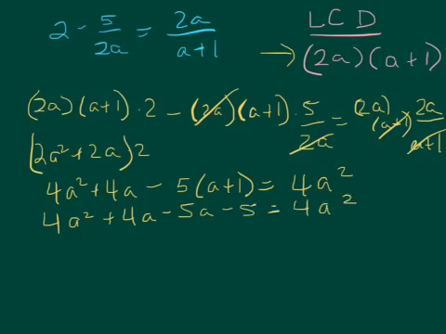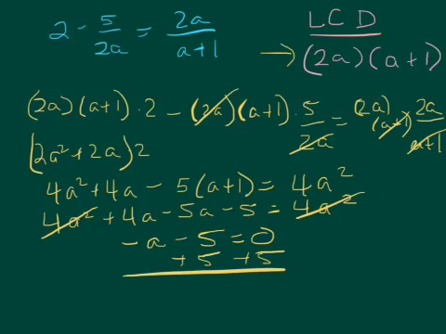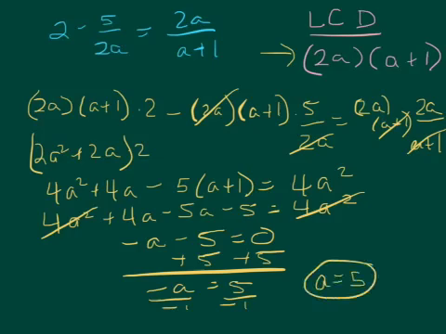Well, I can see that if I subtract 4a squared from both sides, they're going to go away. So I'm going to have 4a minus 5a, which is negative a, minus 5 equals 0. I'm going to add 5. So I'll get negative a equals 5. And if I multiply or divide both sides by negative 1, I'll get a equals negative 5. My restrictions here, going back to my original equation, I can see that a could not equal 0 or negative 1, and that's not what I've gotten.